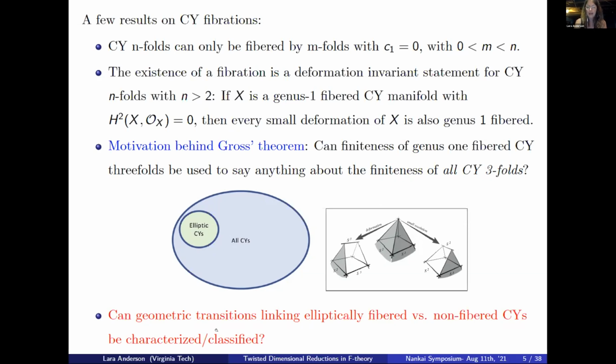So yeah, can these geometric transitions be characterized or classified? For example, it is known that for the data set of complete intersection Calabi-Yau 3-folds in products of projective spaces, all of them are linked by conifolds. So this is one set where you can watch those fibers appear and disappear very explicitly.